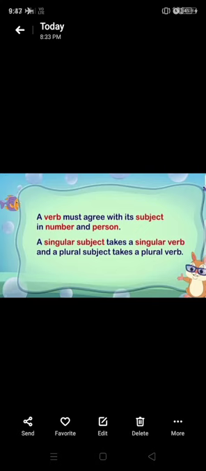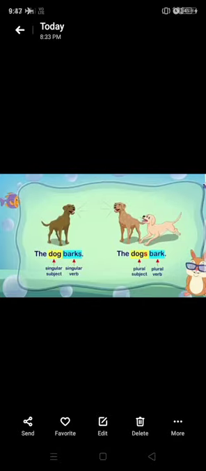So, a singular subject takes a singular verb and a plural subject takes a plural verb. Let us understand this with the help of an example. Here in the first example, the dog barks. Here we have the subject, the dog, and it is singular, right? It is only one dog, so it's singular. So with a singular subject, I'm using the verb barks. So the dog barks, which means singular subject with singular verb.